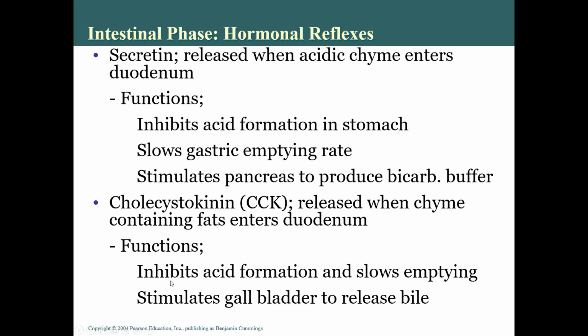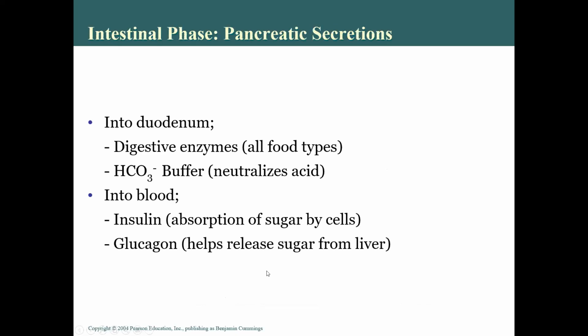Cholecystokinin, or CCK, is released when chyme containing fats enters the duodenum. What does it do? Another negative feedback thing. Inhibits acid formation, slows emptying rate. So it slows down the release of food from the stomach into the small intestine. But more importantly, it stimulates the gallbladder to release bile, because what you're trying to do is break down the fats, or emulsify the fats, with the bile so that you can digest the fats that are in the food.